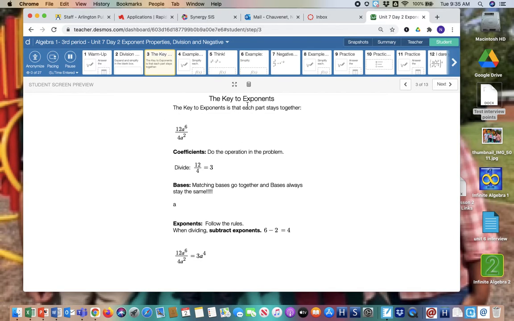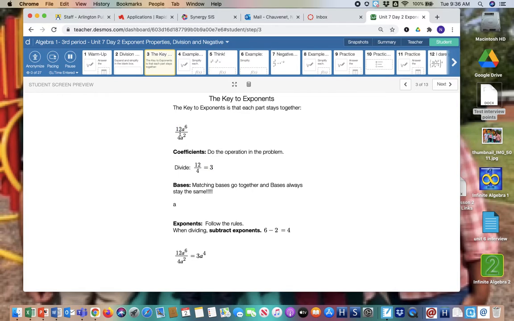Okay, well, let's deal with our exponents. So the key to exponents is that each part stays together. All right, so the coefficients, so here we have 12a to the 6th over 4a squared. Coefficients, we just do the operation. So again, notice the 12 and the 4 here, those are not exponents, right? They're coefficients, so they're just numbers. So you just divide 12 over 4, or simplify the fraction like you would have in elementary school or middle school. So 12 divided by 4 is 3. So we just get 3.